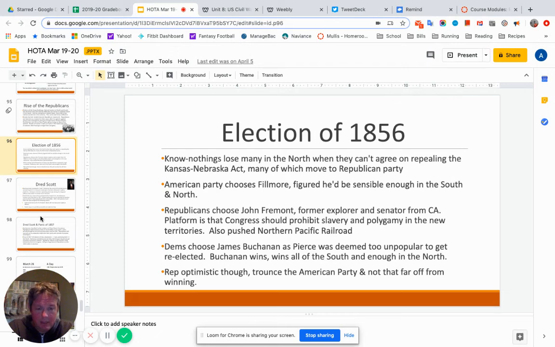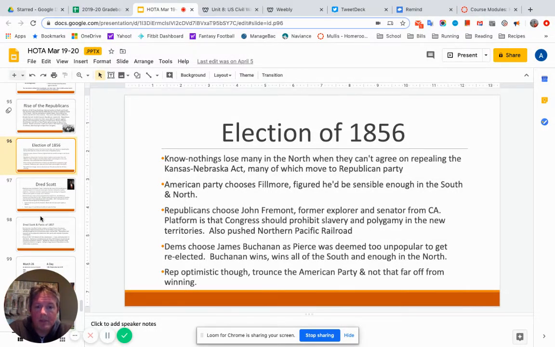So again, they feel he's unpopular. The whole Ostend Manifesto and annexation of Cuba thing that he got caught with was seen as a disaster. And so they go with Buchanan. They figure that he's somebody that certainly will win the South and maybe can win a little bit from the North, which he does, and he becomes president.